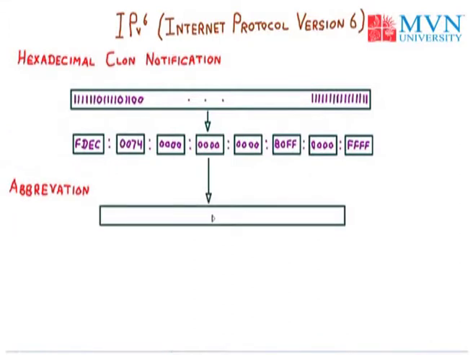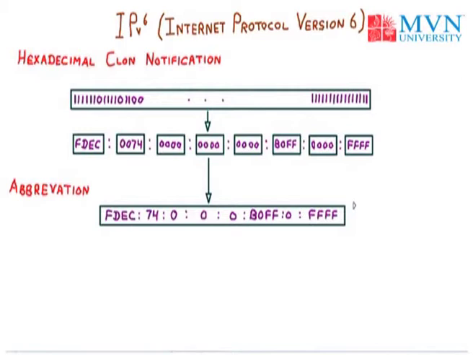Now I am removing only the leading zeros, not the trailing zeros. That means FDEC will remain the same. Then I am removing the leading 2 zeros of 0074, taking only the 74. Then all 4 zeros become a single zero, again a single zero, B0FF, and all the Fs. So all the leading zeros are removed.